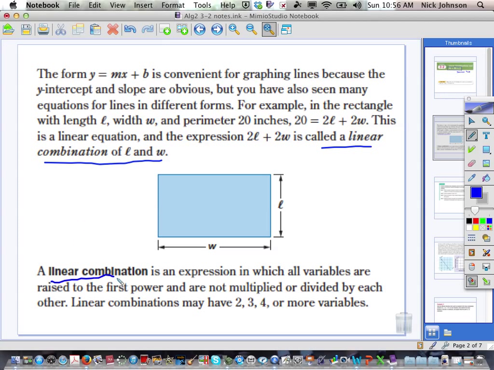A linear combination is an expression in which all variables are raised to the first power and are not multiplied or divided by each other. Linear combinations may have 2, 3, or 4 variables, which we are going to have to solve for.